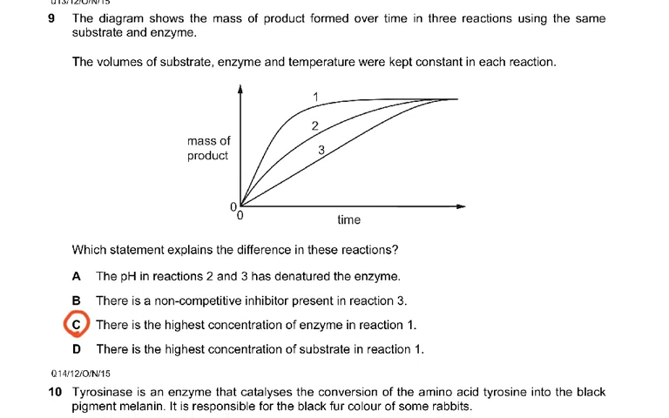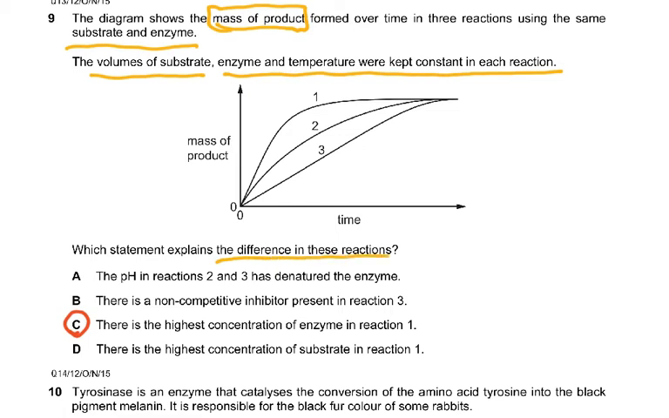Then question number 9. The diagram shows the mass of product, starch, amylase, maltose. Mass of maltose formed over time in 3 reactions using the same substrate and enzyme. The volume of substrates, enzyme, and temperature were kept constant in each reaction. And you have these 3 graphs. Which statement explains the difference in these reactions?